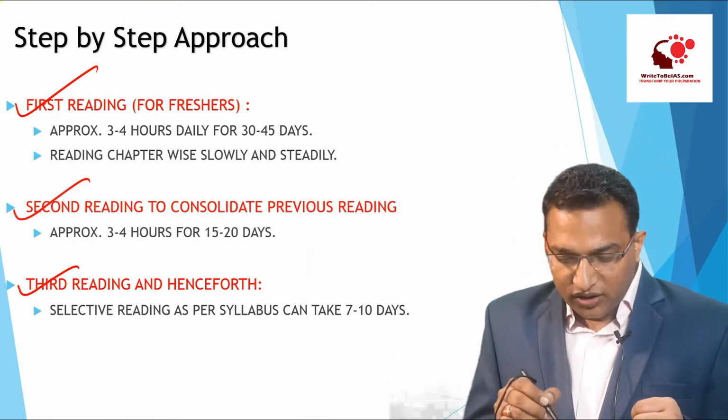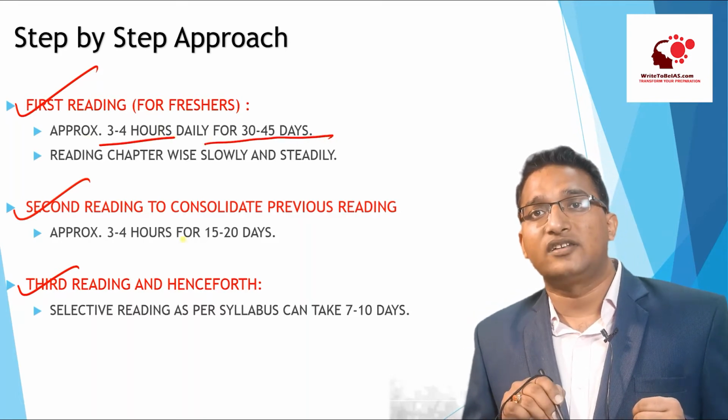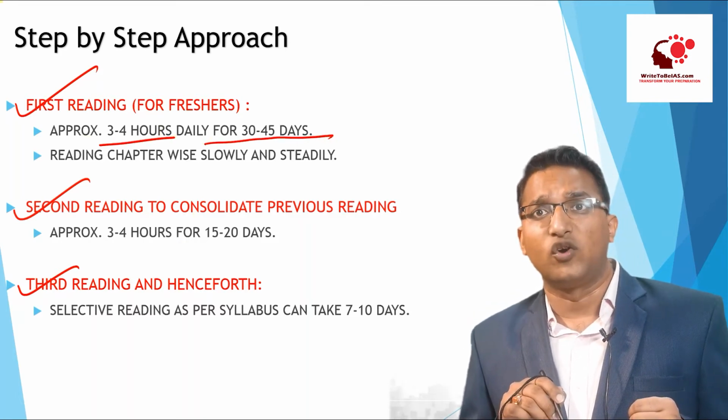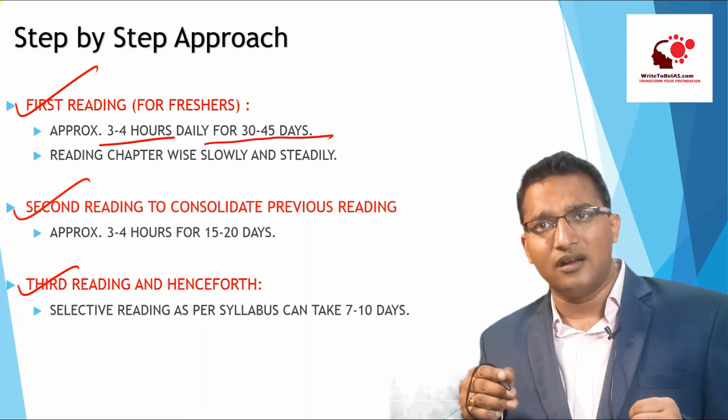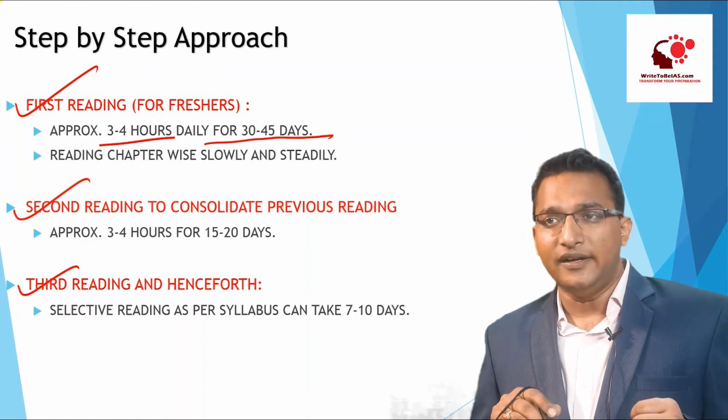For the first reading, freshers should spend approximately 3 to 4 hours on a daily basis, and you can finish it in 30 to 45 days. If you are a slow learner, you will take 45 days. If you are a fast learner, you can take 30 days also, right?